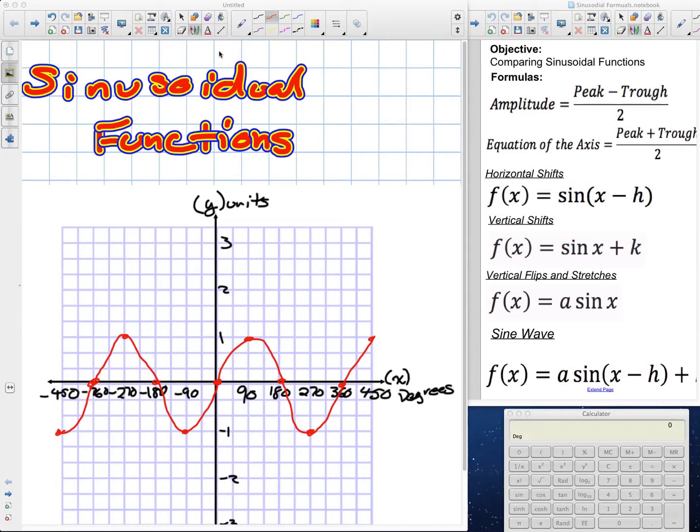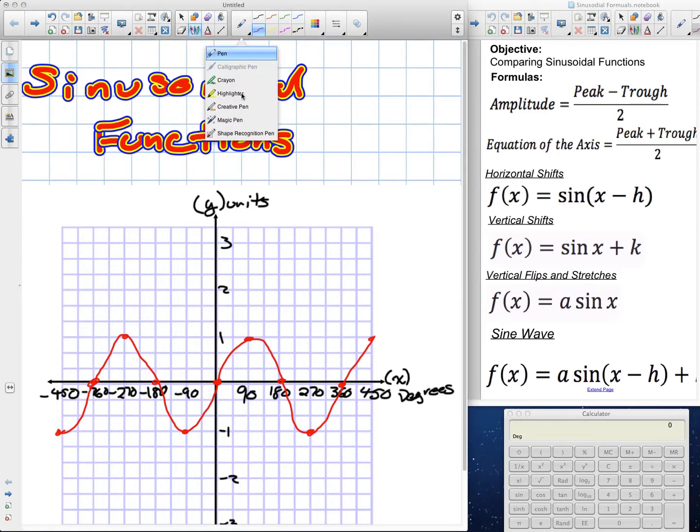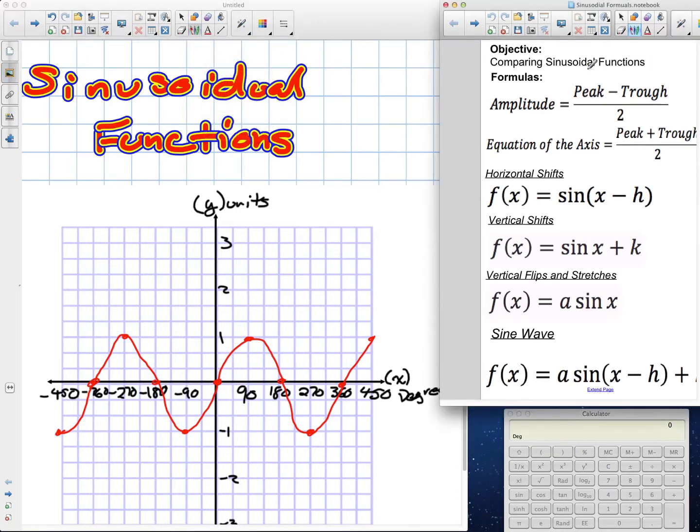Okay, we're going to be working on sinusoidal functions or sine waves. So we talked about this type of wave yesterday. We're going to go over a couple other rules that you are going to need to know for your quiz. So yesterday we actually talked about specifically what a peak and a trough were, which are the highest and lowest points.